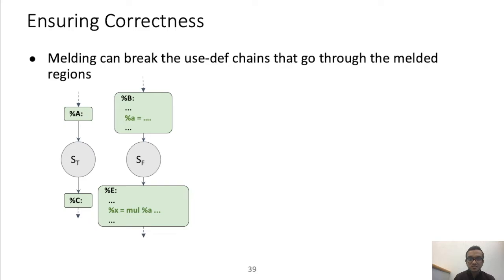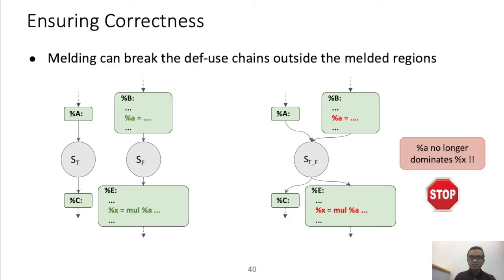Several additional steps are required to ensure the correctness of our transformation. For instance, melding can break use-def chains that go through the melded subgraphs. In this example, assume we want to meld subgraphs S_t and S_f. Here, instruction A dominates the use at instruction X. If we naively meld the two subgraphs, A will no longer dominate X. This breaks the static single assignment form.